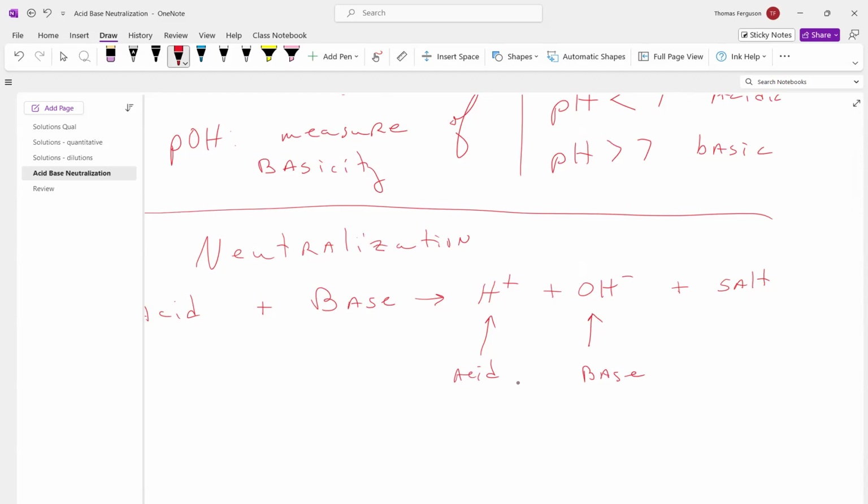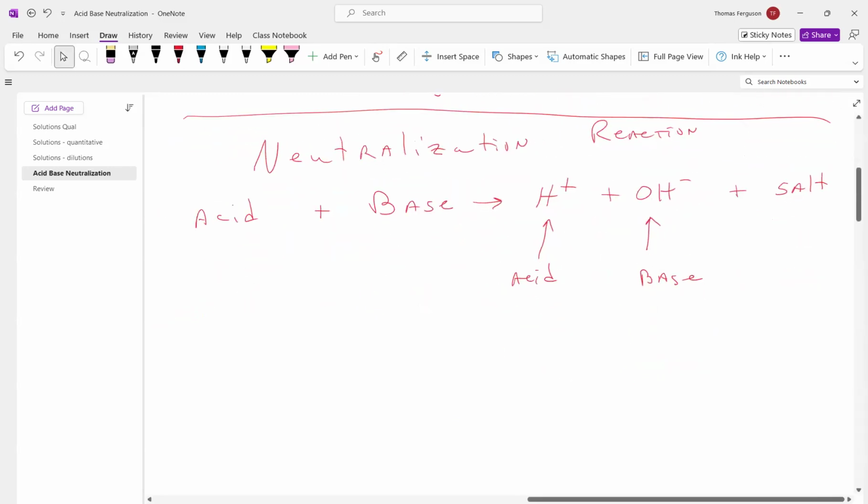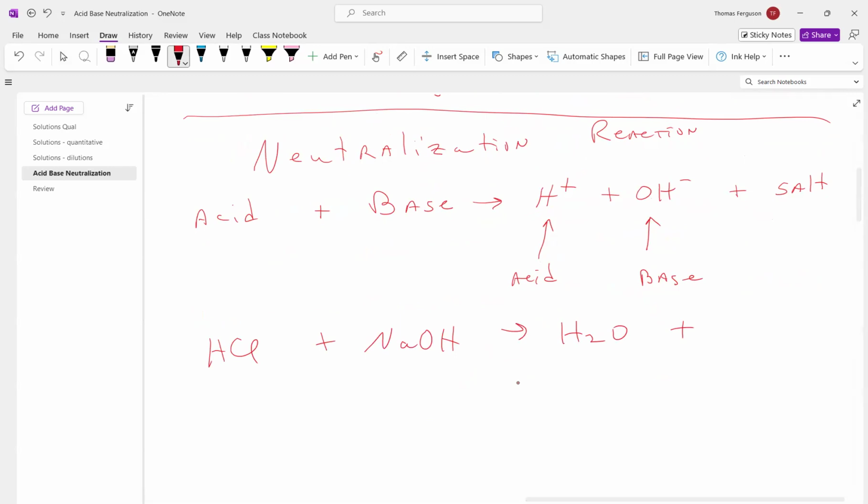So this is the classic neutralization reaction: acid plus base gives water plus a salt. All the time, no exceptions. So let's look at a strong acid and a strong base, which gives us water plus what's left over. Well, the sodium is left over and the chloride is left over. Sodium is positive, so that goes first. Chloride is negative, it goes last.